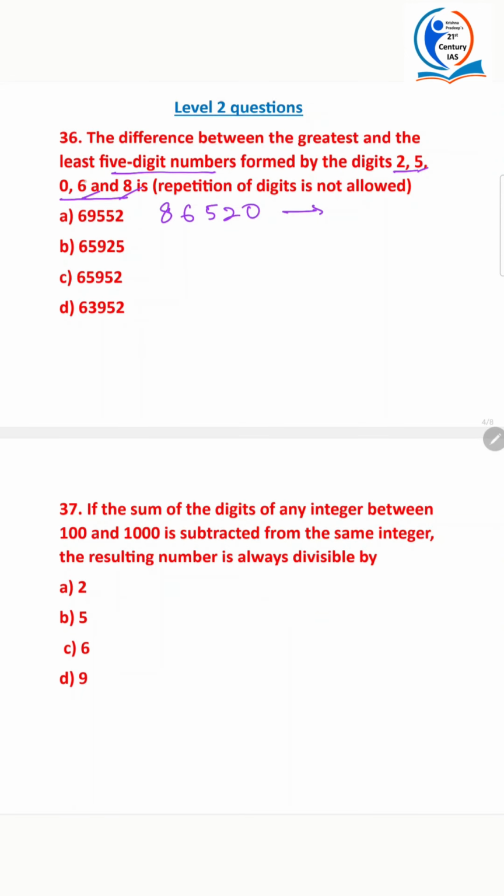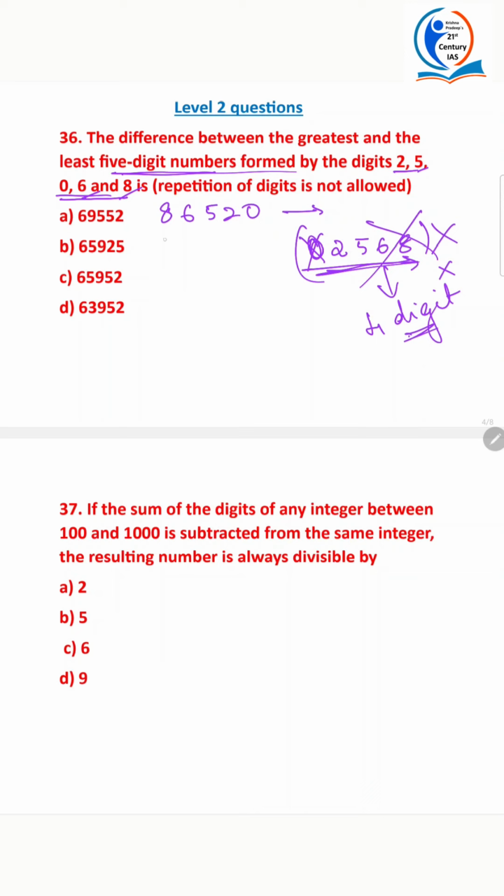Now, what is the smallest 5-digit number we are supposed to write? See, many people would write 0, 2, 5, 6, 8. Okay, arranging the numbers in the ascending order, this is the number you will get. However, this is a 4-digit number. It is not a 5-digit number because 0 here doesn't make any sense. Okay, it does not add any value. Alright, so this is a 4-digit number. This should be discarded and instead 2 should be written first. 2, 0, 5, 6, 8 is the least number.